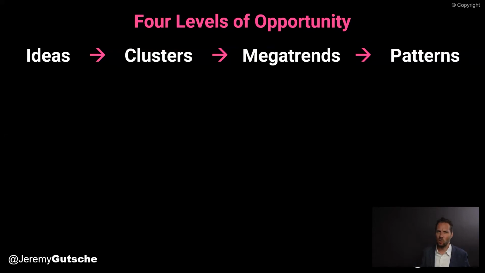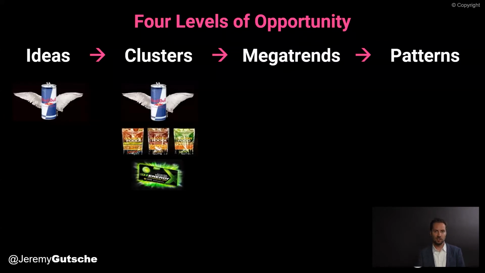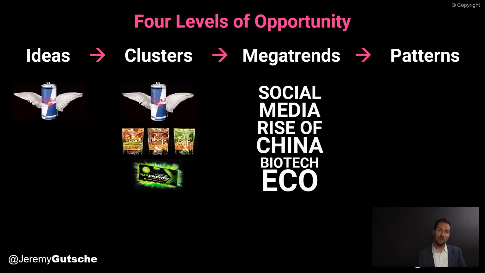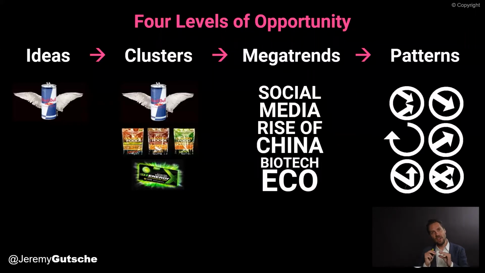In the most basic way of looking for inspiration, you can look for an idea. An example might be seeing a caffeinated beverage a decade or 2 ago. The next level up is to find a cluster, when you can find a group of several ideas. If you saw caffeinated beverages, caffeinated potato chips, caffeinated gum, you might come up with a cluster about alternative caffeination, or a shortness of time, a need to be awake, anti-coffee. The next level up would be megatrends, things like social media, the rise of China, biotech, or eco. And then at the top of the food chain, we have the patterns of change.